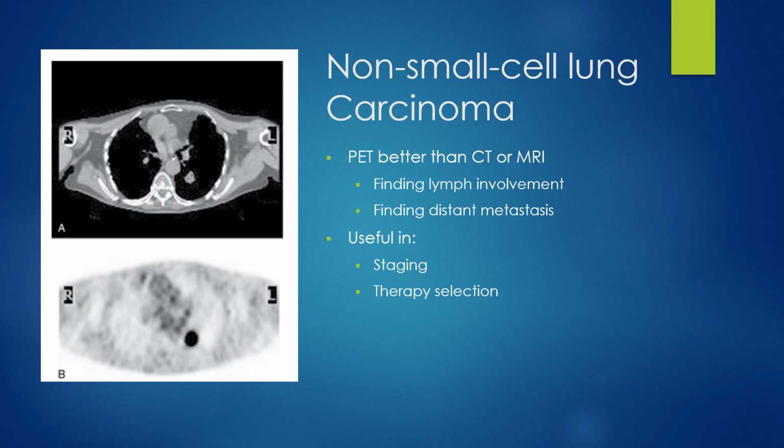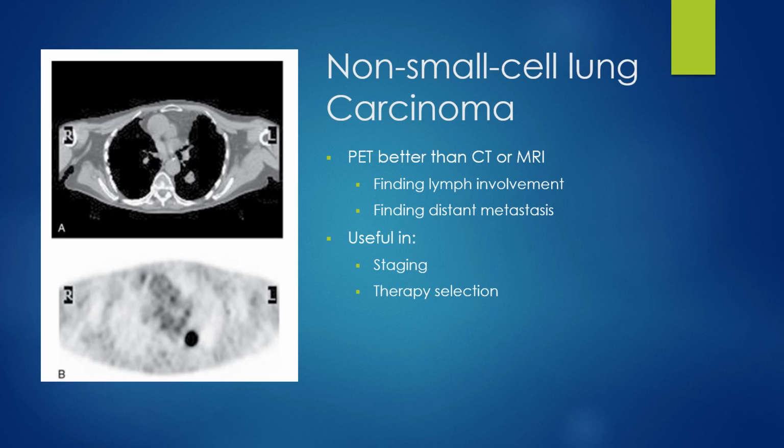Now, non-small cell lung cancer is one of the ones that you will see also. And PET is better than CT or MRI for non-small cell lung carcinoma. It's really good at finding lymph node involvement and distant metastases. So PET CT scan is always useful and it's always ordered because it's very useful to stage the patient, but then also to help determine their therapy plan.